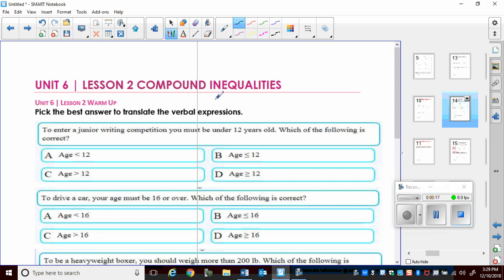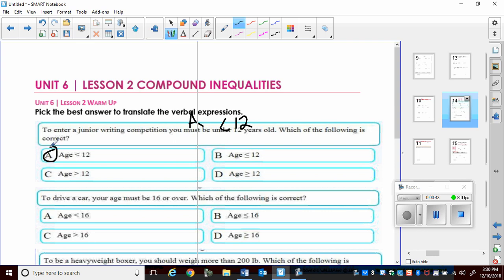First we need to figure out what kind of inequality we're dealing with, what symbol we're dealing with, and what our keyword is. So, to enter a junior writing competition, you must be under 12 years old. Which of the following is correct? Under means you're going to be below or less than 12. So your age has to be under. It doesn't have to be equal to. It just has to be under.